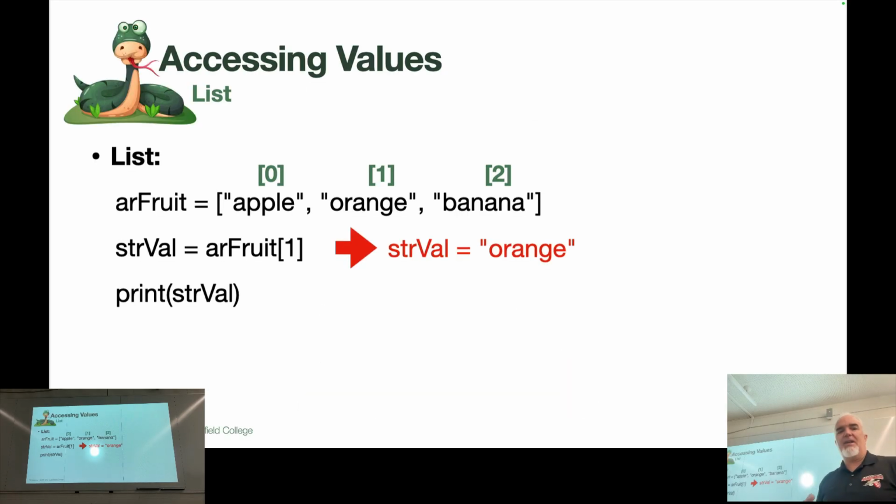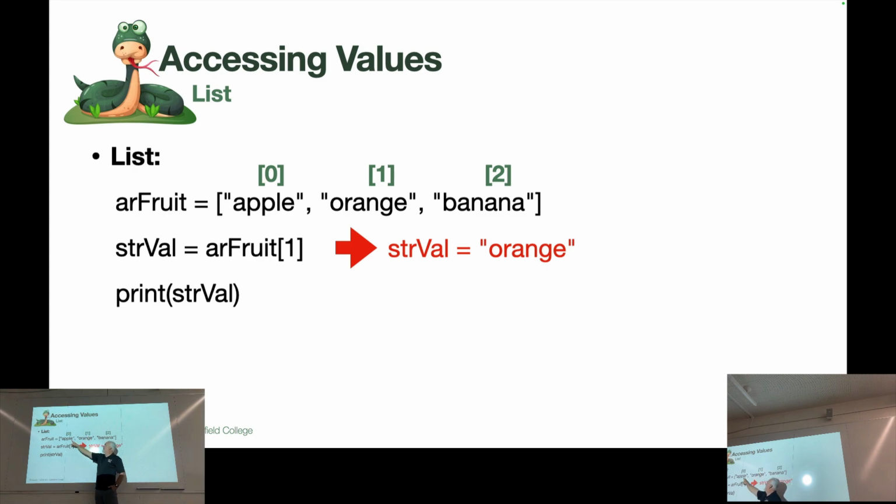So if I want to access a value from a list, right? And values are the data that we have in a variable. The way I would do it, let's say I wanted to take that value and put it in a variable called strval, I would say strval equals AR fruit, square brackets, and the number 1. And that refers to the index of the item that I want.